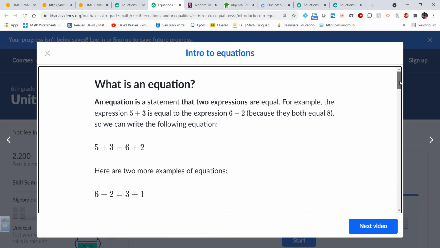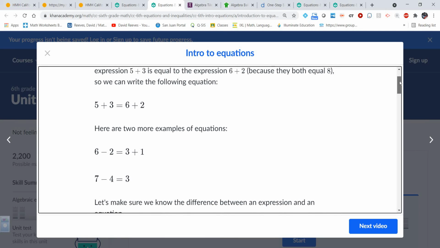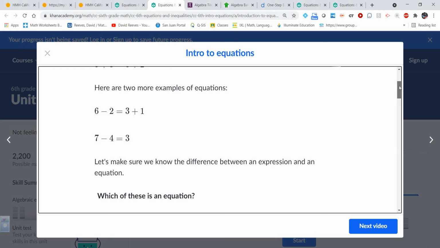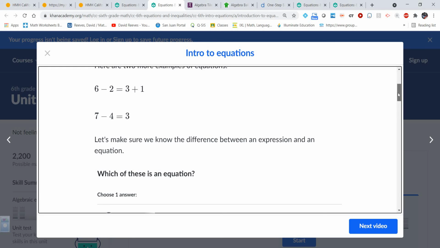Another example of an equation: 6 minus 2 equals 3 plus 1. Both of those equal 4, of course. And 7 minus 4 is equal to 3. So those are some examples of equations that are numeric.